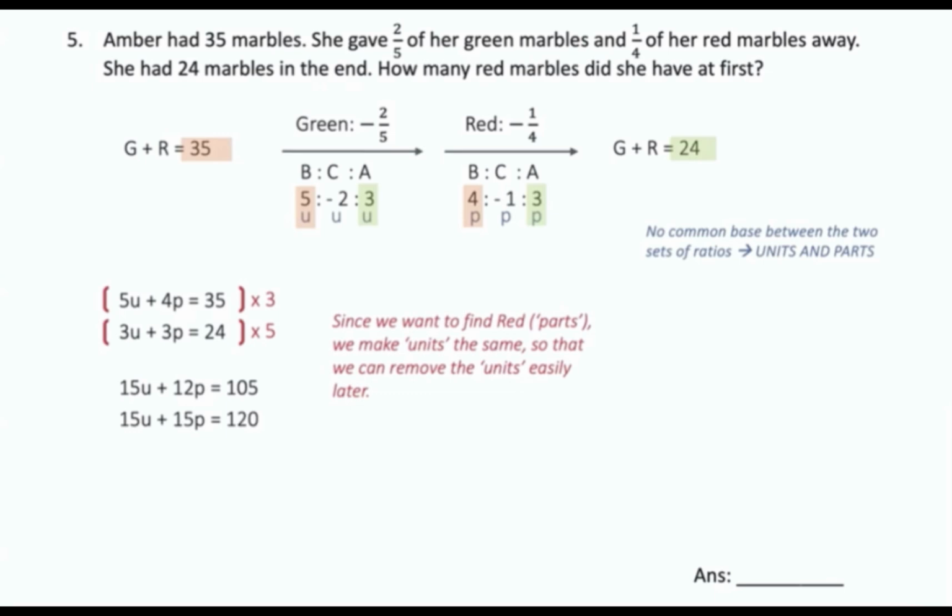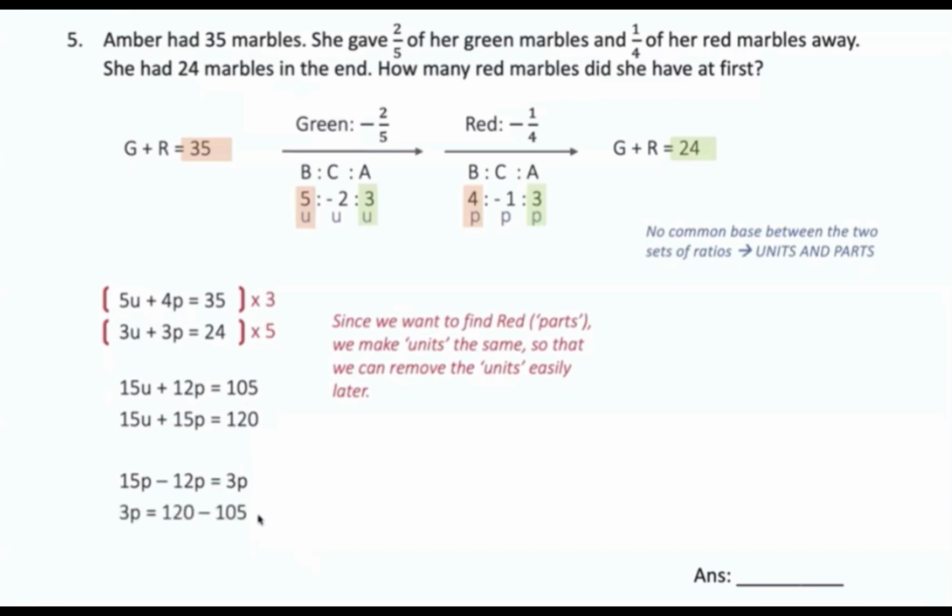Now I'm going to subtract. I use the larger number here, 120, minus the smaller number. To do that, on the right, I must do the same for the left. 15 parts take away 12 parts, 15 units take away 15 units. So on the left, the 15 units will be gone. 15 parts minus 12 parts, you get 3 parts. On the right, you get 120 minus 105.